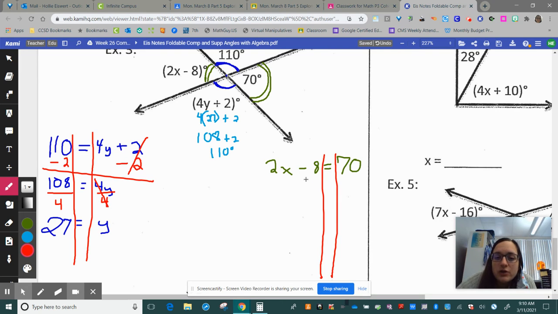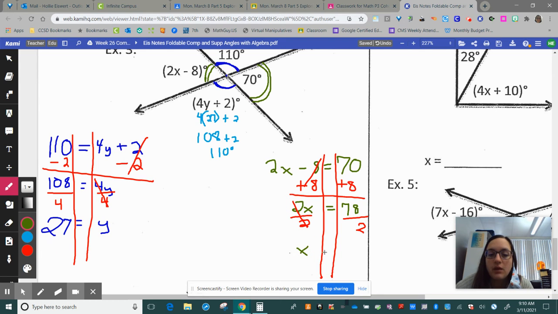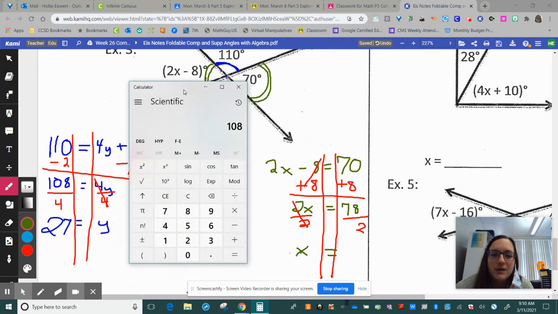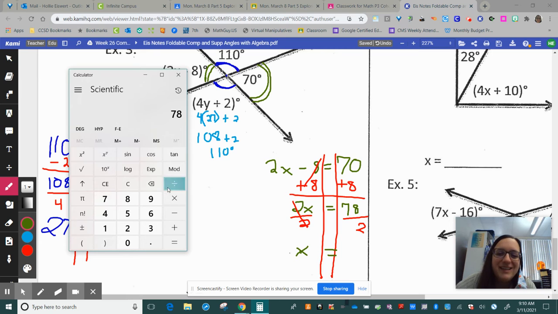And to do that, we use our inverse operation of subtraction, which is addition. So we're going to add 8. Whatever we do to one side, we do to the other. So that way the 8s are gone. We are left with 2x equals 70 plus 8 is 78. From there, since that 2 is being multiplied by x, we can divide both sides by 2, which leaves us with x equals. Oh, my face. No, it doesn't equal my face. We do 78 divided by 2 is equal to 39.